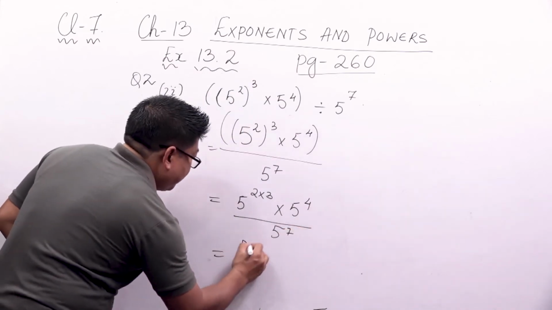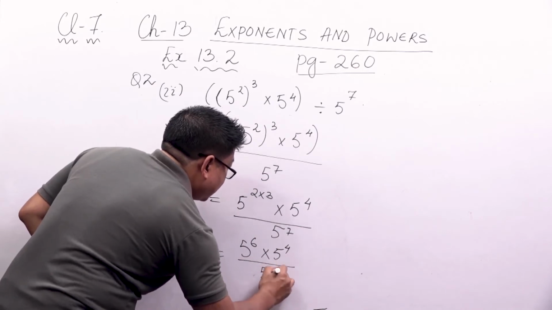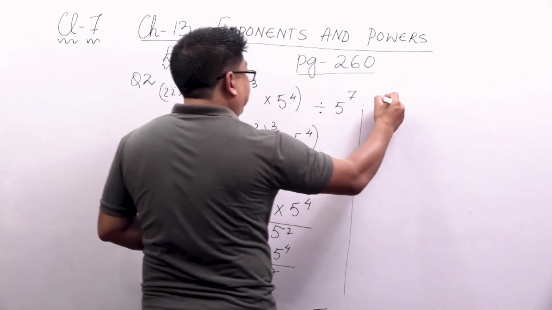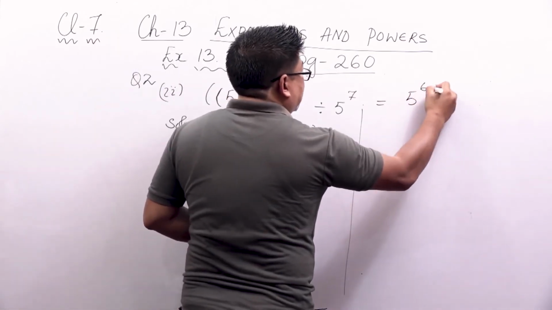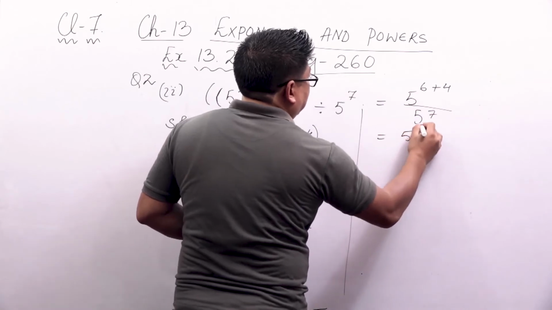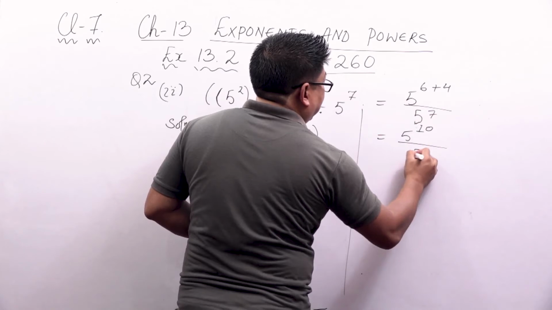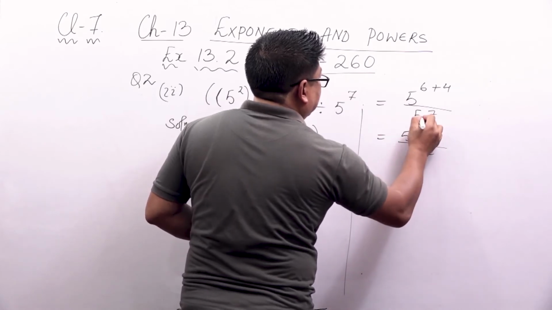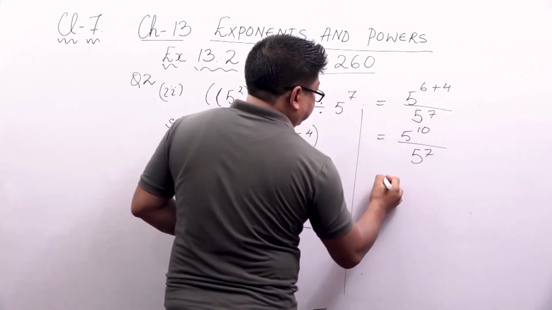This is 5 to the power 6 into 5 to the power 4 by 5 to the power 7. We can continue here. Since this is multiply, so 6 plus 4 by 5 to the power 7. So 5 to the power 10 by 5 to the power 7. 6 plus 4 is 10.